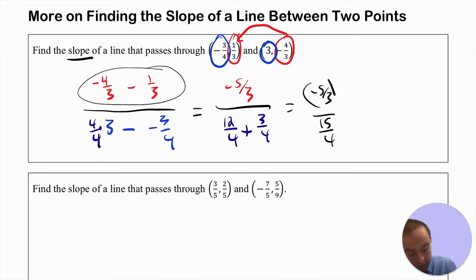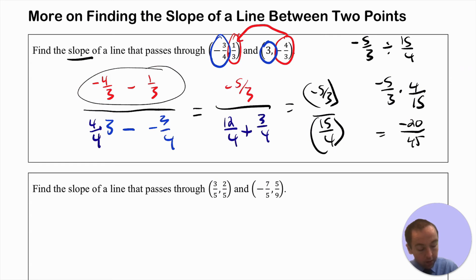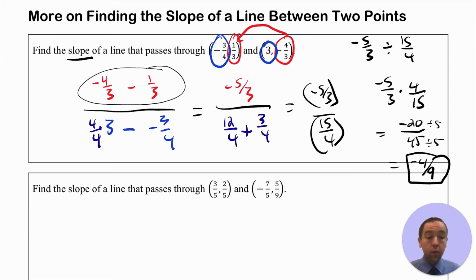So really, we're taking the number negative 5/3 and dividing it by 15/4. Whenever we are dividing by a fraction, we can just flip that and multiply by the reciprocal, which is 4/15. So that ends up giving you negative 20 over 45. You are able to reduce that because we can take out that factor of 5. It's going to give you negative 4 over 9. So that would end up being the slope of that particular line.